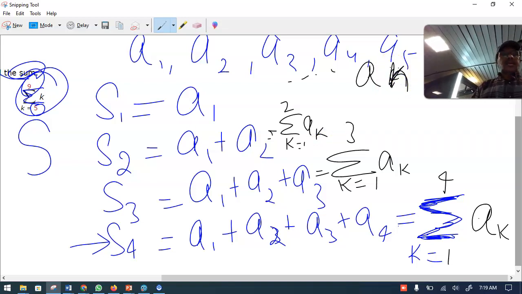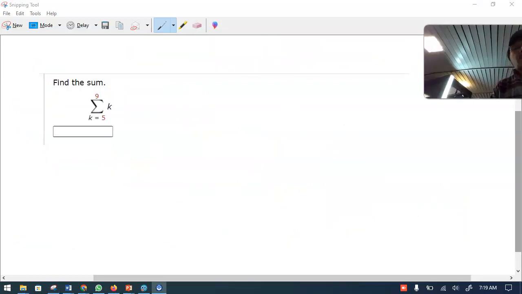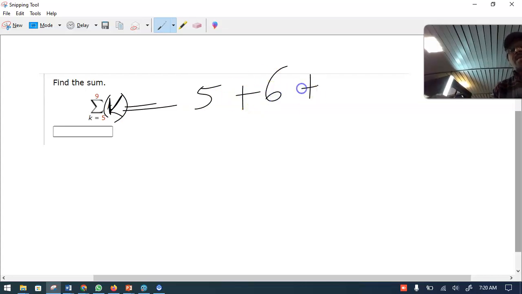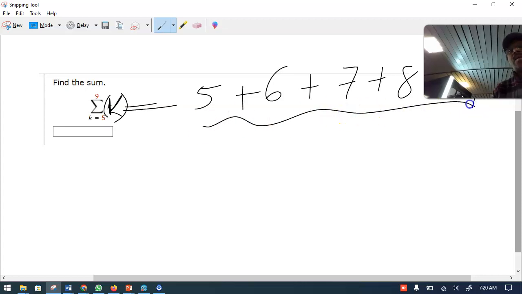So let's go back to the problem. What this says is that they directly give you k, meaning you're adding k equals 5 onwards. So this k has to be first 5, then 6, then 7, 8, and 9. You add all these numbers and you get the answer. That's all it is asking you.